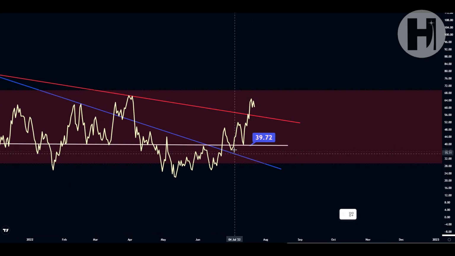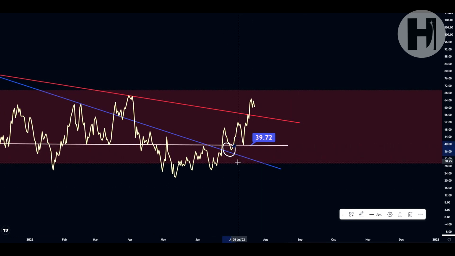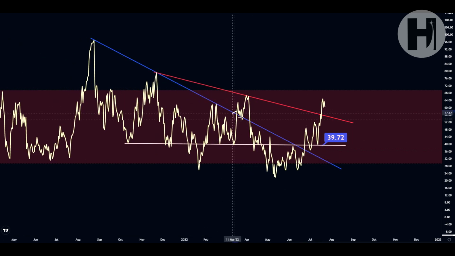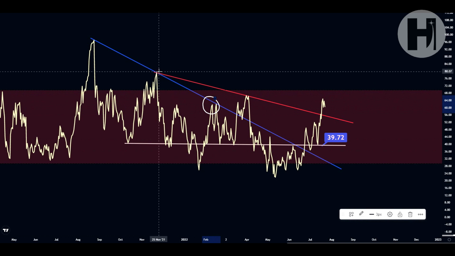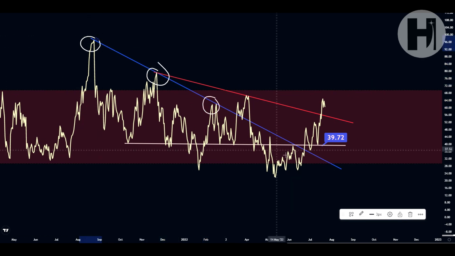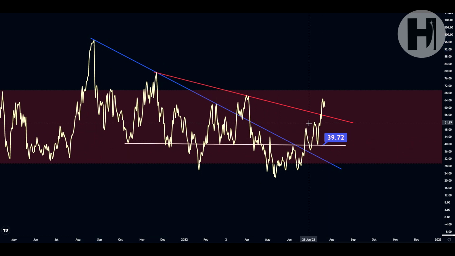If I take out my brush and show you, this is the backtest of support, and this is the point of breakout. So you broke through the blue resistance trend line that you have broken through previously back in March. Then you got rejected multiple times in March of last year, in November, and in August last year. And the fact that you're breaking through this level right now is a very bullish sign.